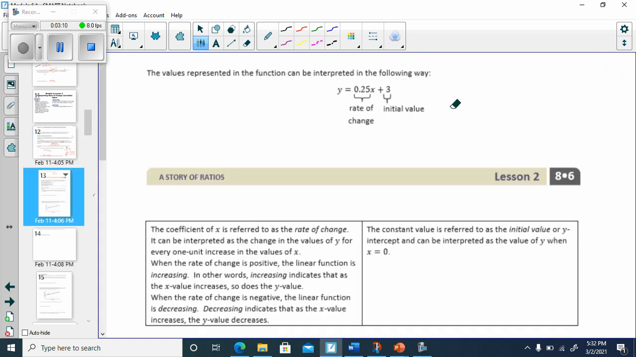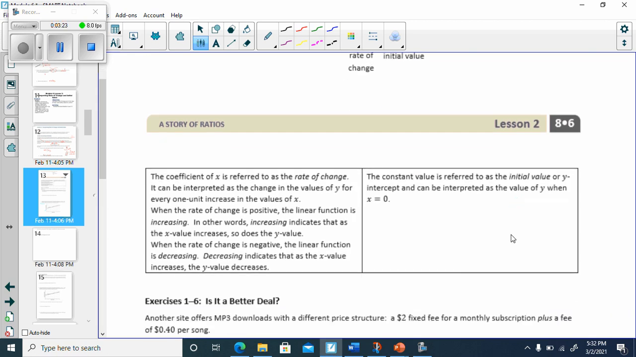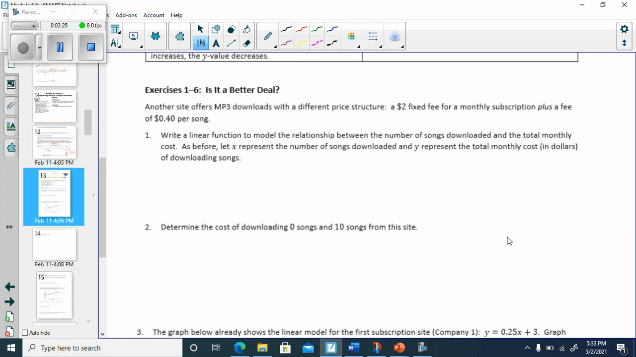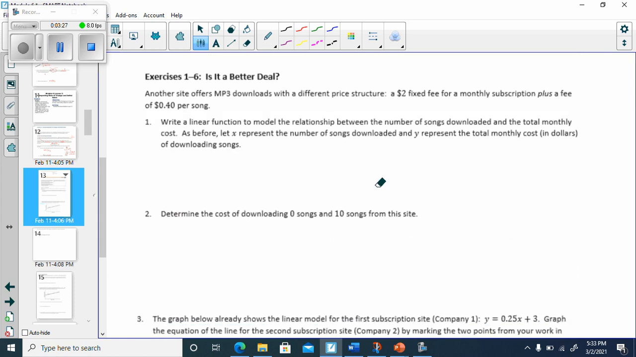And here it shows you in your book exactly how this is set up. It says the 0.25 is your rate of change. Your rate of change is always a per something, right? Your 3 is your initial value. It's where you start. So let's look at this. Is it a better deal? Another site offers MP3 downloads with a different price structure. $2 fixed fee for the monthly subscription plus a 40-cent per song download fee.